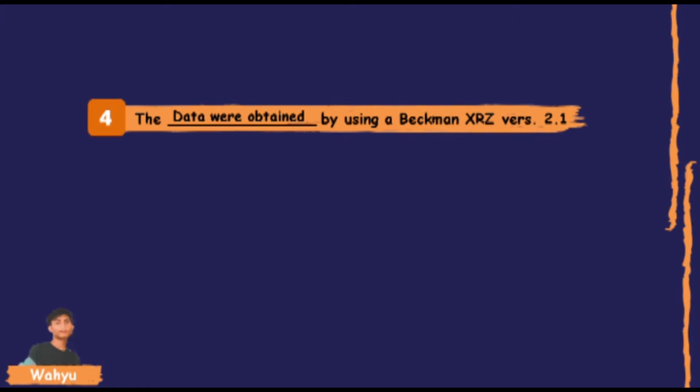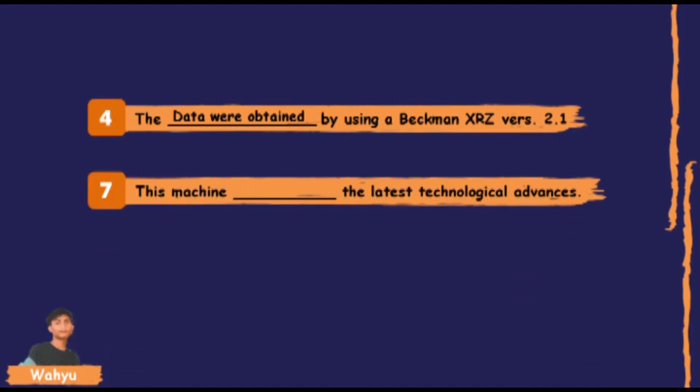So in this number, data were obtained means data didapatkan. It's a kind of passive voice, that's why after to be it uses the past participle. The second one is number 7. The sentence is: this machine blank the latest technological advances, and the answer is made up of. So the full sentence is: this machine is made up of the latest technological advances. In number 7, is made up of means dibuat dengan or dibuat menggunakan. It's also a kind of passive voice, and the full sentence in bahasa is mesin ini dibuat menggunakan kemajuan teknologi terkini.